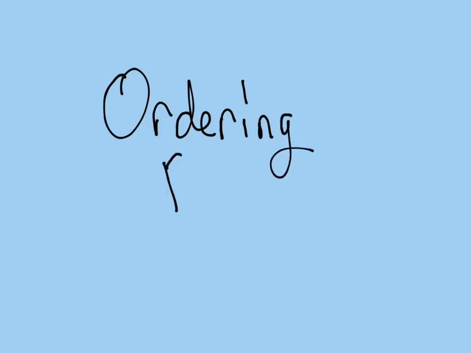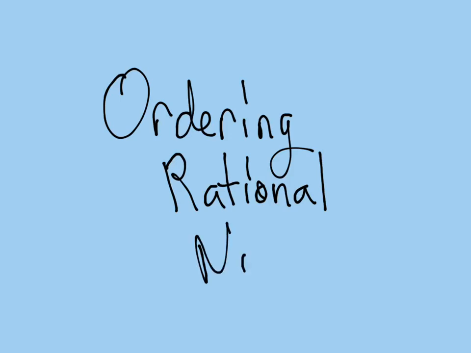We're going to talk about ordering rational numbers. Now, ordering rational numbers is basically putting fractions and decimals in order.